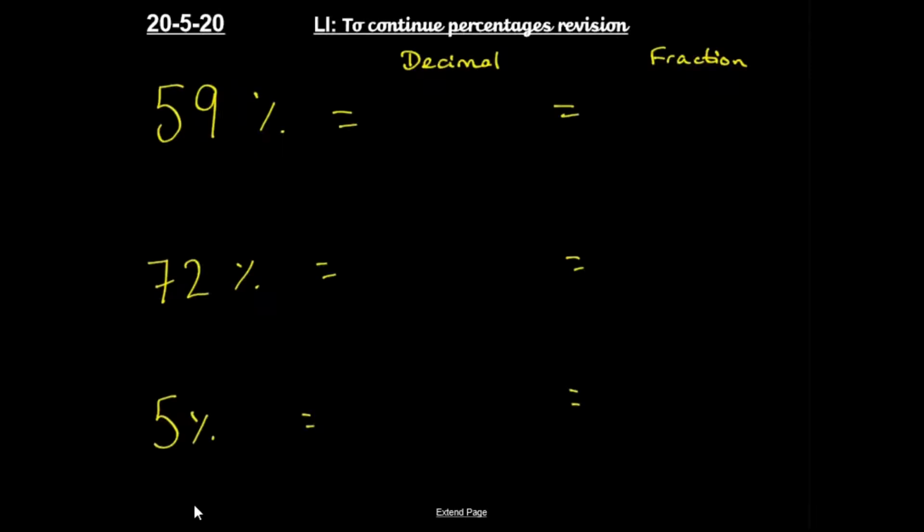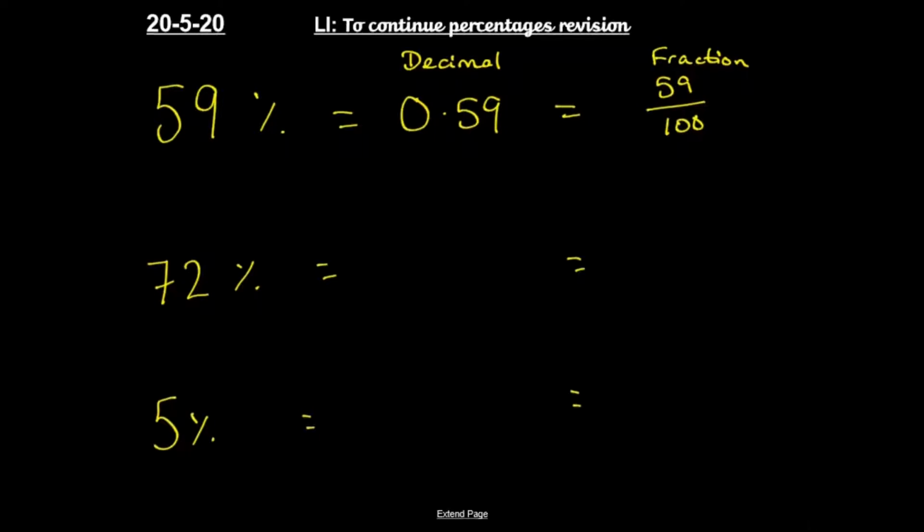Okay then, a quick conversion, a quick warm-up on here as well. Change these numbers to a decimal and to a fraction. So 59% as a decimal is 0.59, and as a fraction, 59 over 100. Have a go at 72% and 5%. So 72% as a decimal is 0.72, and as a fraction is 72 over 100.